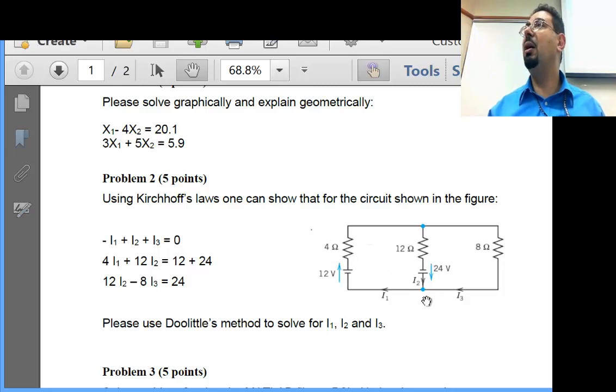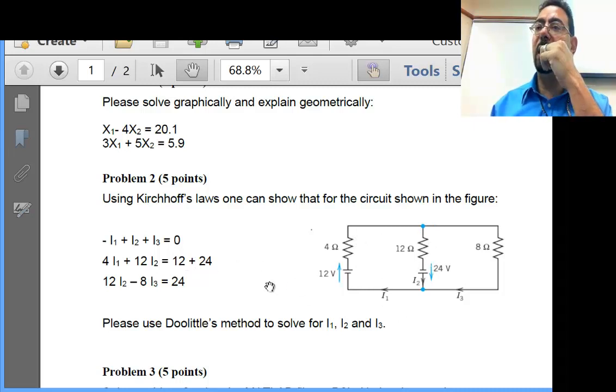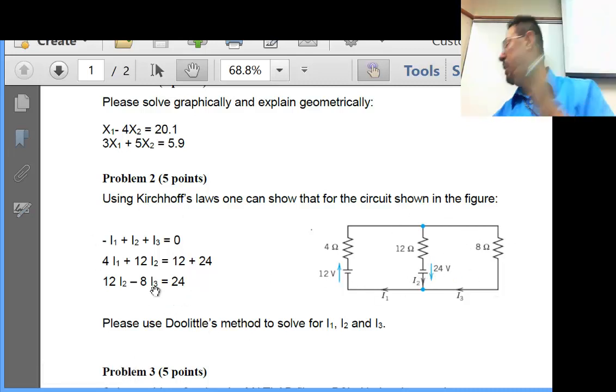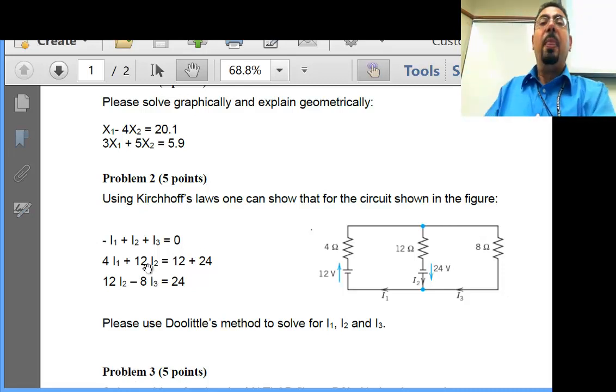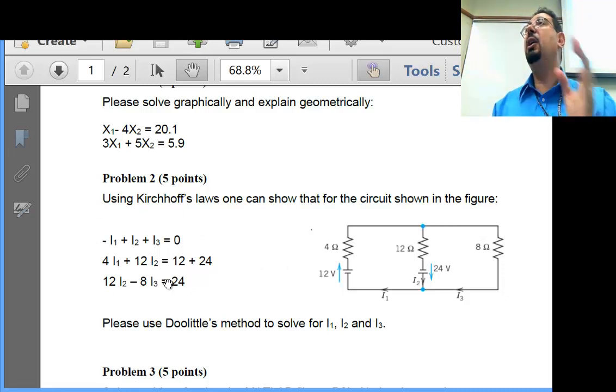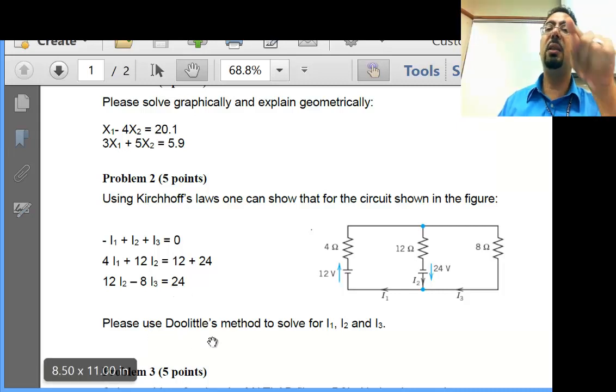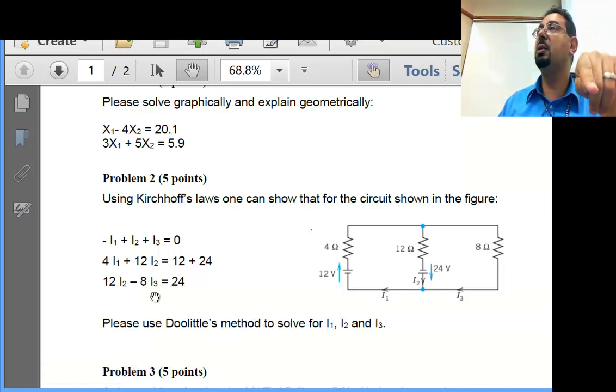Remember? IR. So 4 times, where is 4? Here is the 4 times I1. 4 times I1, 12 I2 equal the 12 voltage and 24 voltage. And the third loop is over here. So at the end of the day, here is a system of linear equations, right? And it can get really huge depending on how many nodes and how many loops you have. So basically, use that Doolittle method to solve for those.